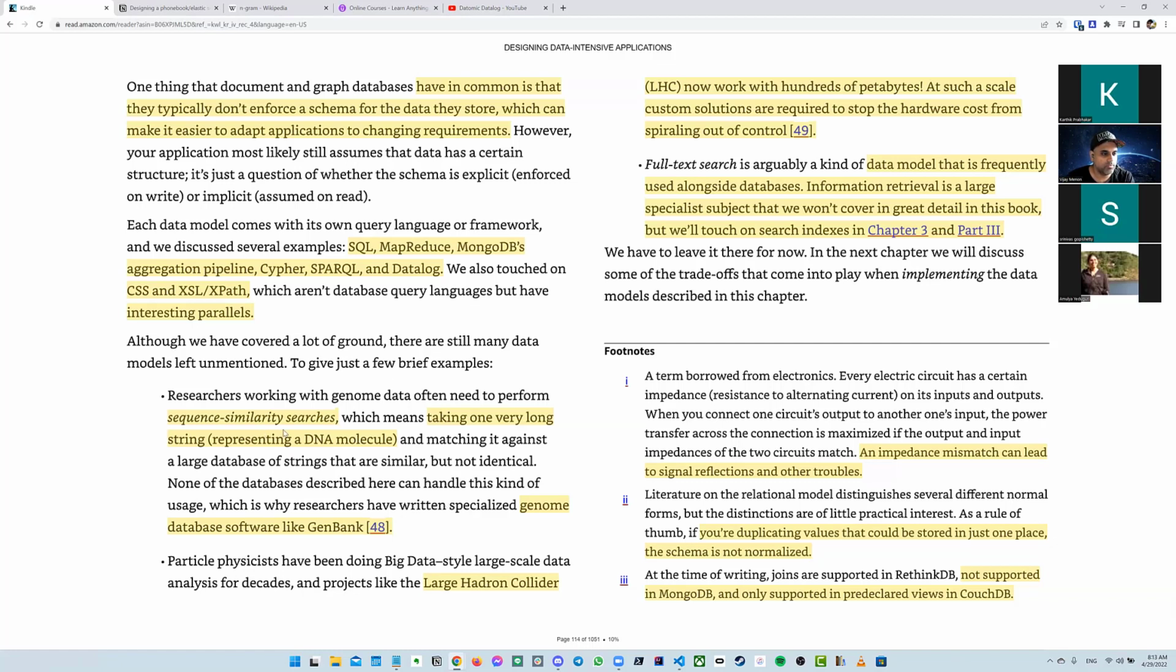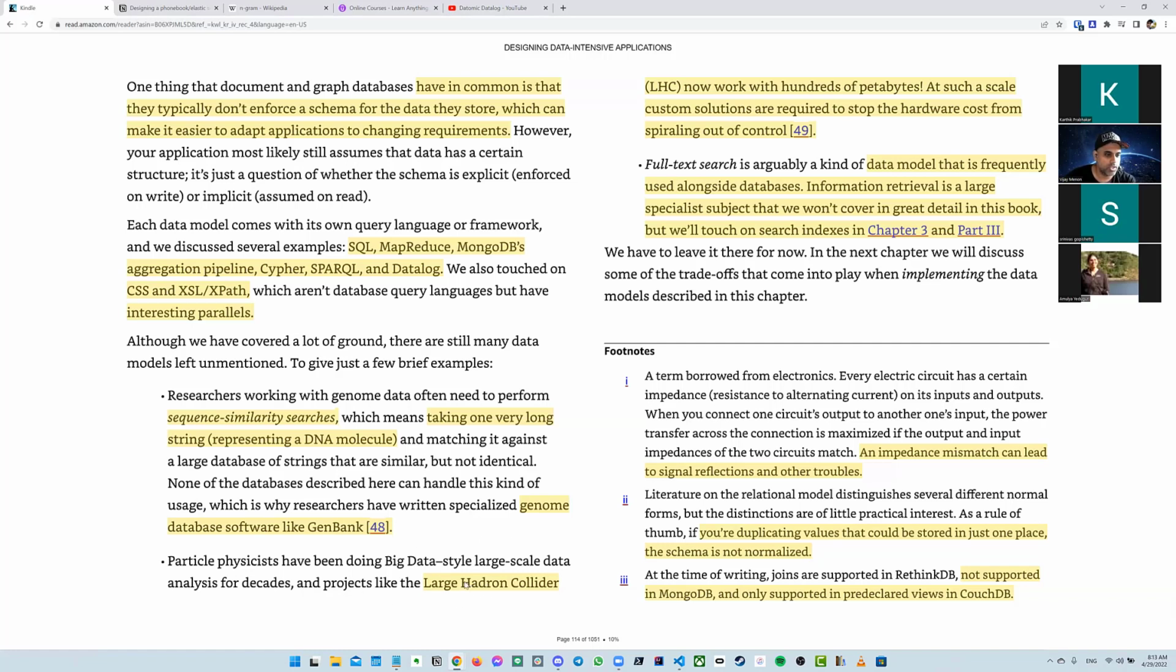Some examples of stuff that may be outside this is DNA, right? Modeling DNA, a very long string, with sequence similarity searches, so searching through DNA. There's a specialized database software called GenBank, which looks at the genomes. So if you ever have an interest in this, you might want to take a look at it.